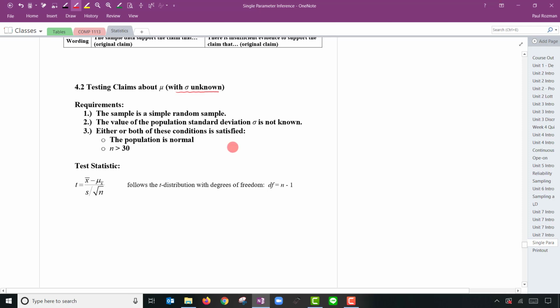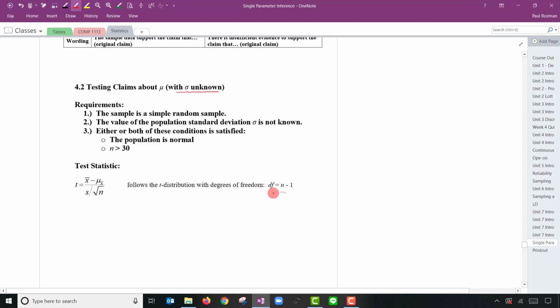Basically, we need our sample to be random. We need to have a sample size that is either big enough, greater than 30, or we need to know that the population is normal to begin with. Once we know that, we know our sample means will be distributed normally, but we'll have to use a t-distribution to tweak things a little bit because we don't know what sigma is. So the central limit theorem doesn't apply perfectly. We do this little adjustment using t with n-1 degrees of freedom.